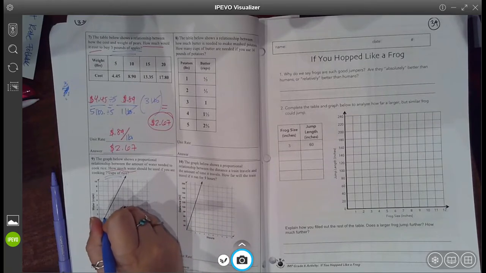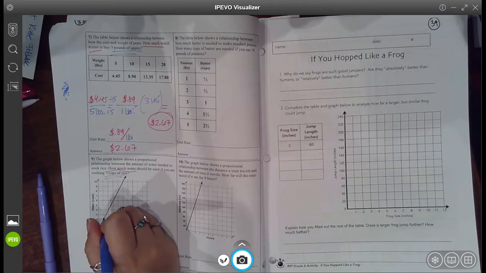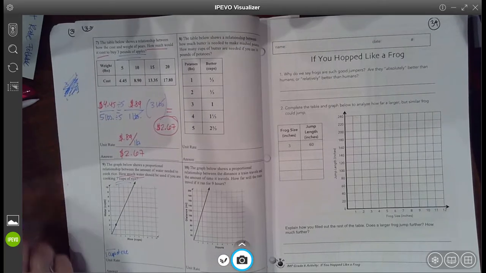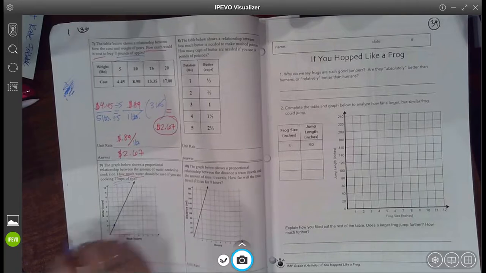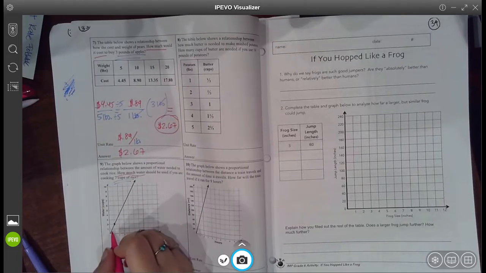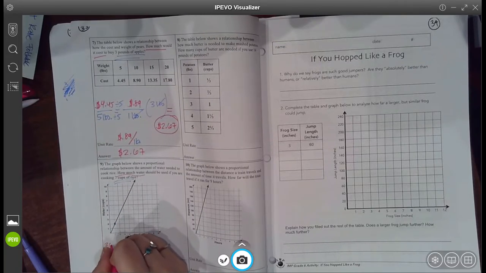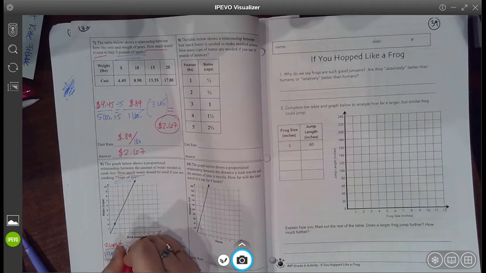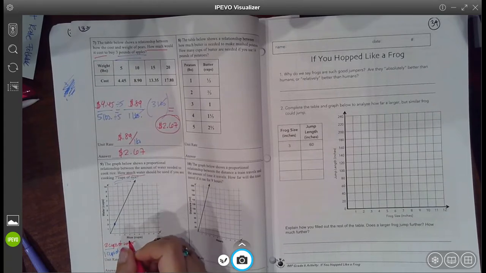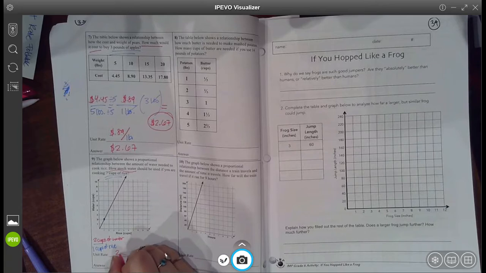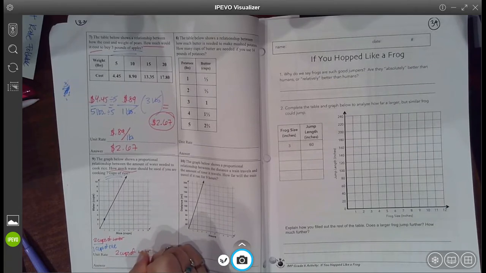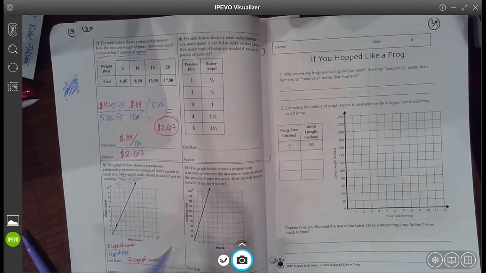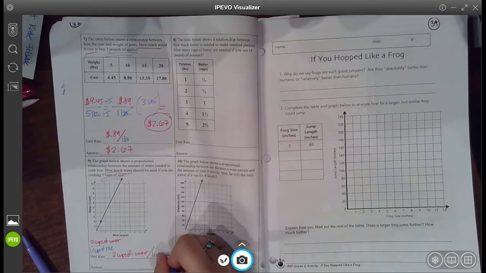1 cup hits right there. So 1 cup is how much? 2 cups of water. Okay, well, that already just gave me the unit rate. So it's 2 cups of water for every 1 cup of rice.